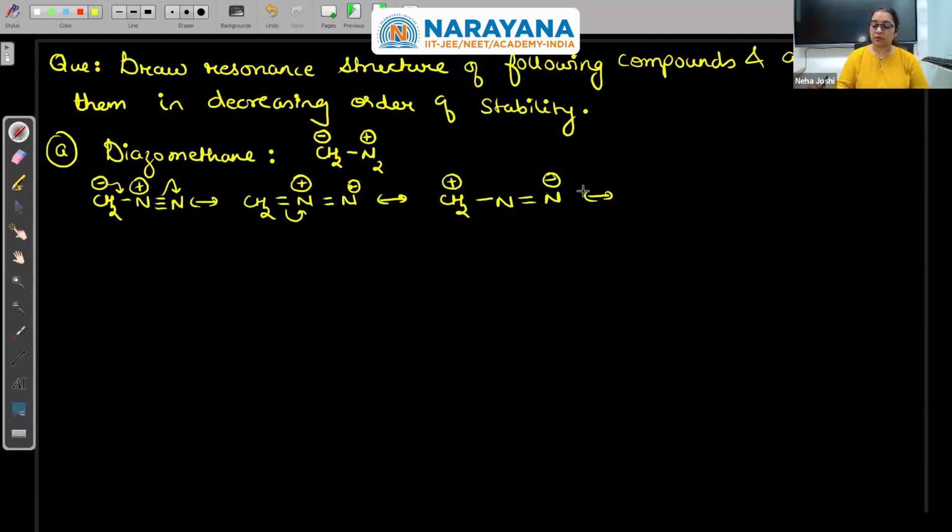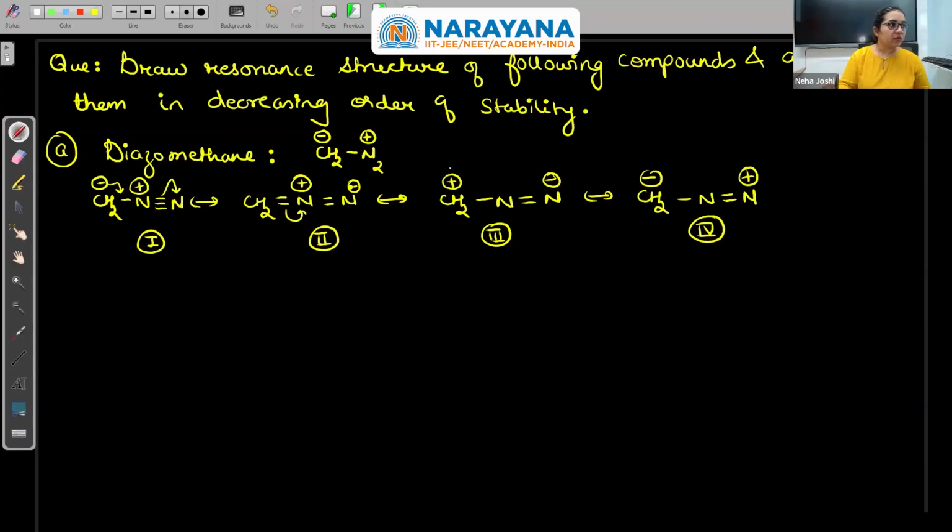Once you're done, you can check. These are the 4 resonating structures: 1, 2, 3, and 4. And I think only 4 resonating structures are there. Now, out of these 4 resonating structures, you should select first those in which there is no incomplete octet.